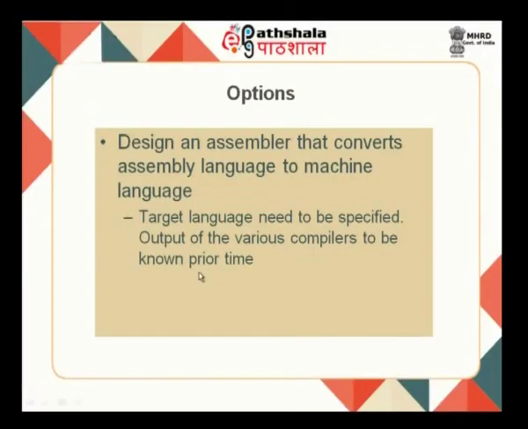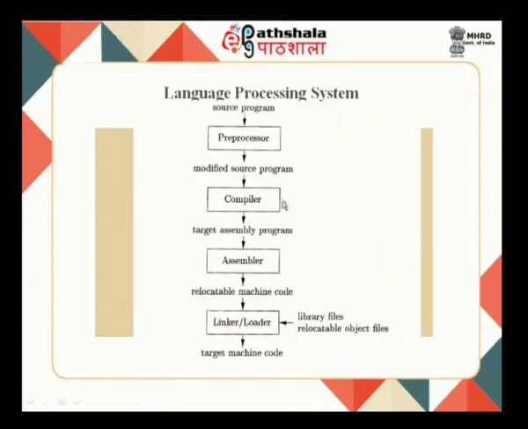So, the prerequisite here is that the target language needs to be specified, and the output of the various compilers needs to be known ahead of time. This is a sequence of processing that could happen. You have a high level language which goes through a software system called the preprocessor. The preprocessor is something like filling up the blanks. You have what are called macros, the hash define and hash include, all these things. All of these will be expanded and converted into a complete source program, and then the source program will be given to the compiler.